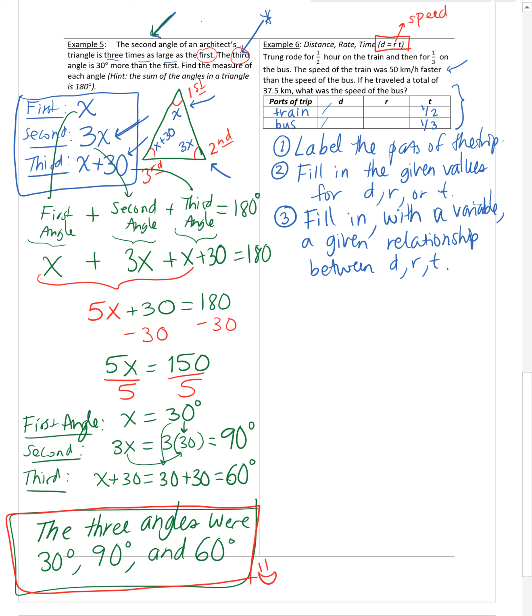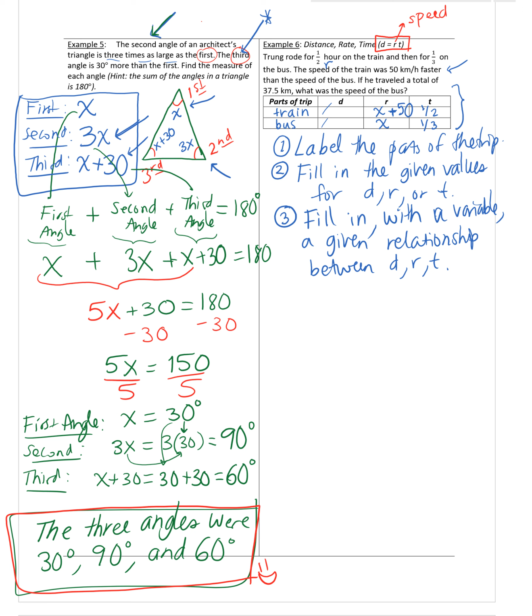Well, the second sentence, what are they saying here? The speed of the train. Speed means rate, so we're talking about rate here. The speed of the train, which is this guy here, was 50 kilometers per hour faster. Faster is more, right? You're adding 50 to something. 50 more than the speed of the bus. I don't really know what the bus's speed was, so I'm going to call it X. So if the bus's speed was X, the train speed was 50 kilometers per hour faster than that, X plus 50. All right, I think we're good.